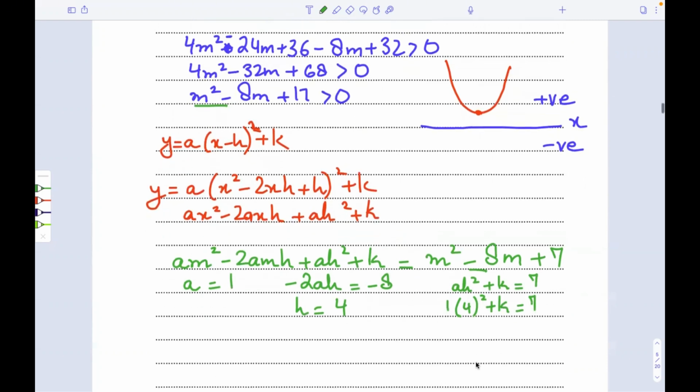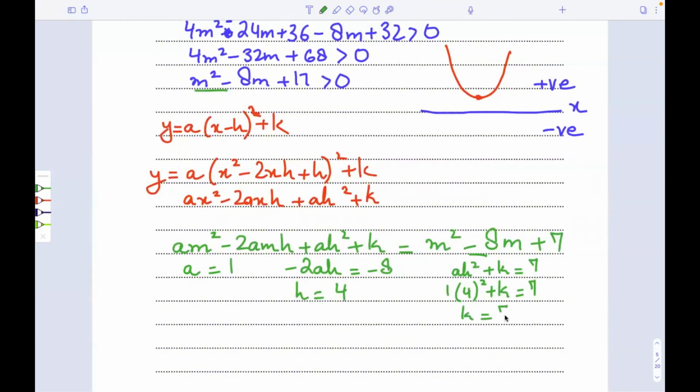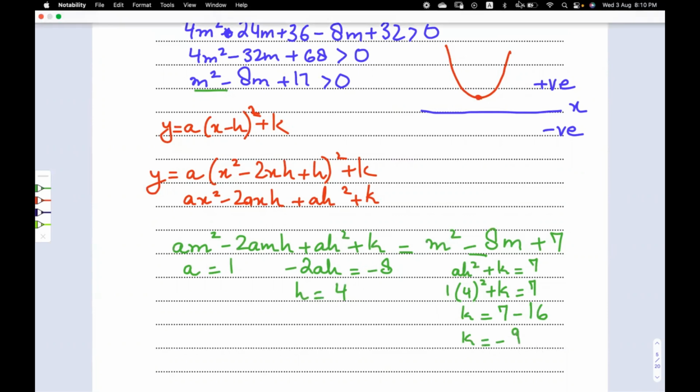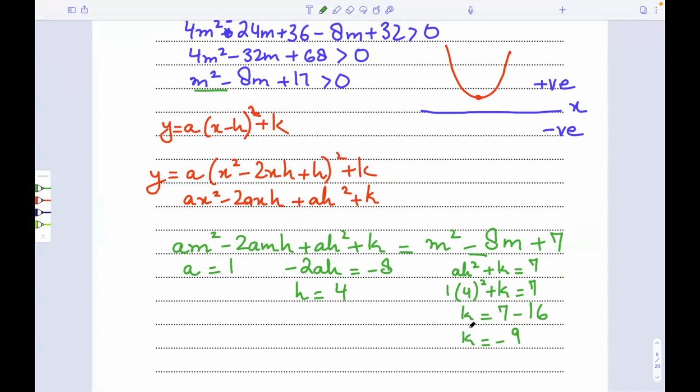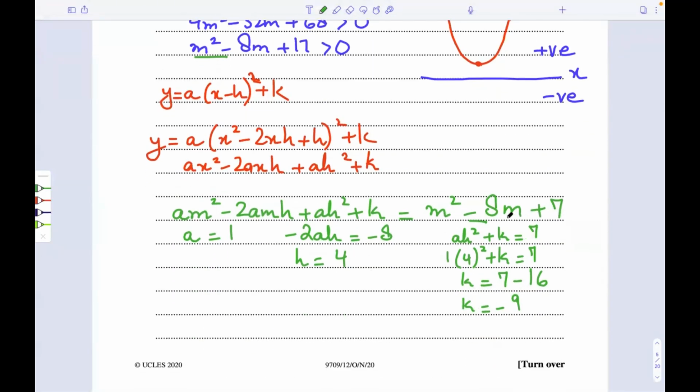So this will become k is equal to 17 minus 16, which will become k is equal to positive 1. Now putting this into the form y equals, we have a as 1, x minus 4 whole squared plus 1. From here we can show that the turning point of this curve is 4 comma 1, which is above the x-axis.